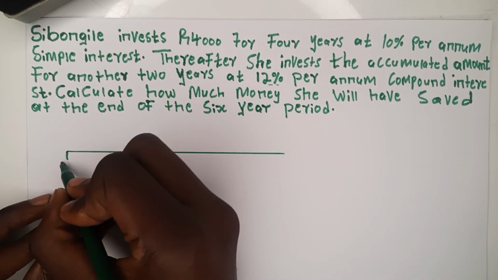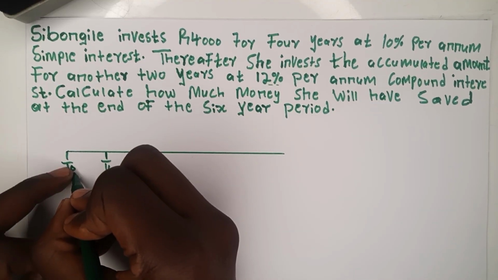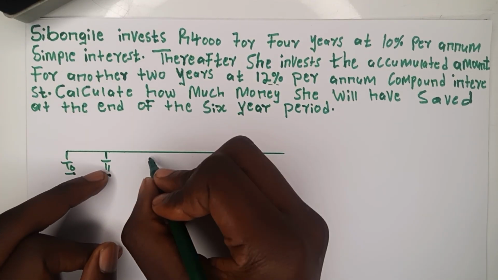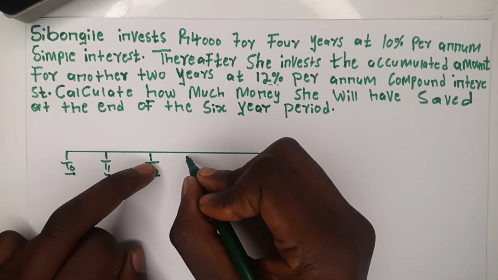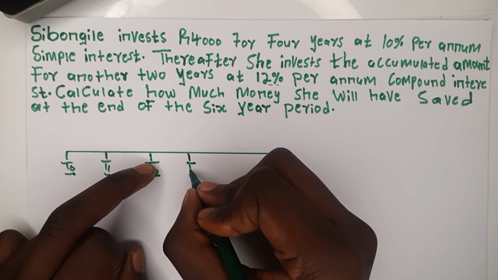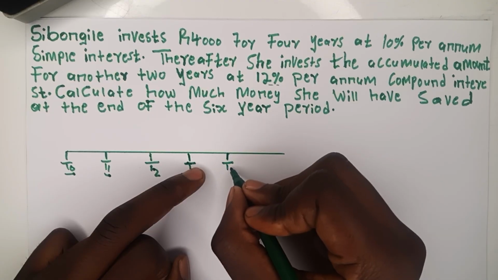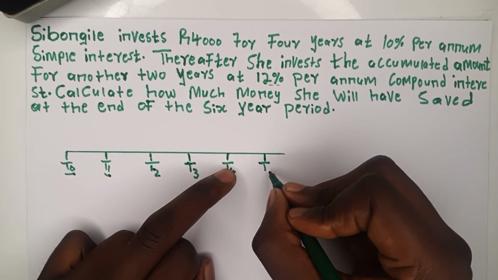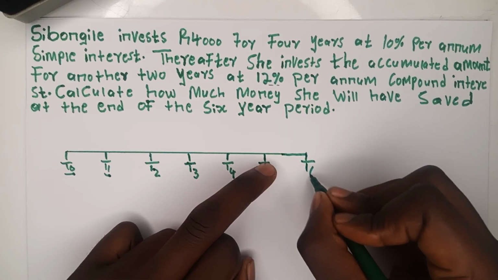Here we are going to have the start of the first year, and this is the end of the first year. So this is the beginning of the first year, end of the first year, and then beginning of the second year, and then end of the second year. Then the third year, beginning of the fourth year, end of the fourth year, beginning of the fifth year, and then end of the fifth year, beginning of the sixth year, and then end of the sixth year.